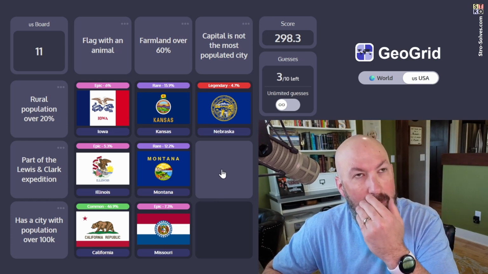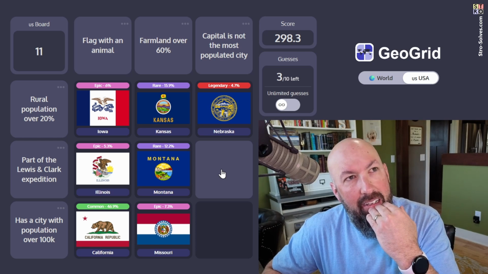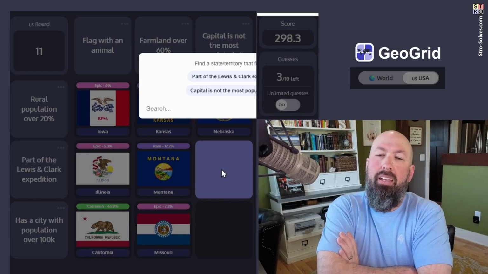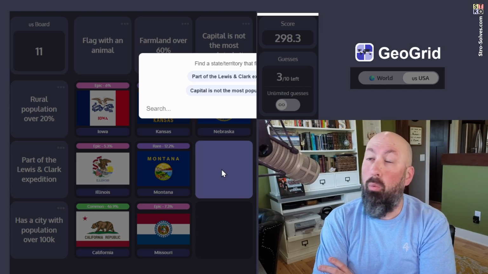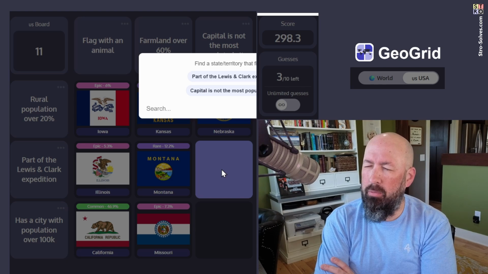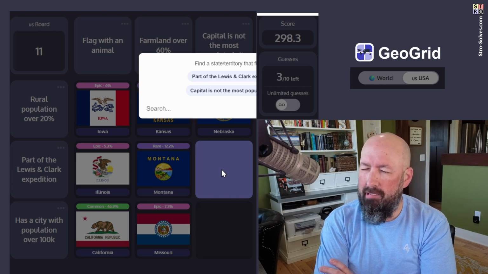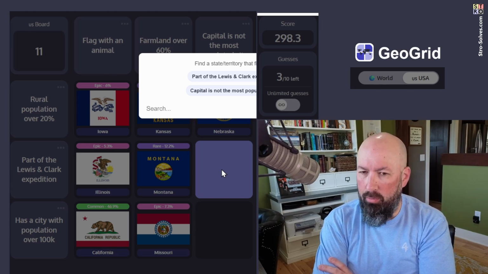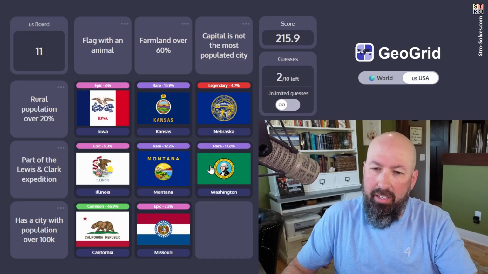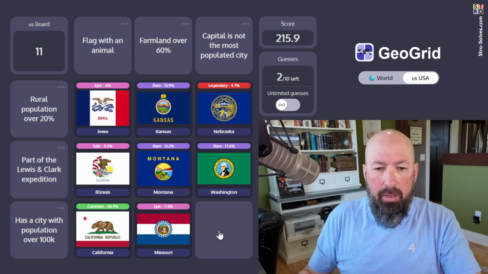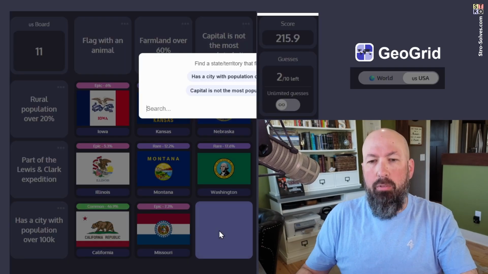Okay. Part of the Lewis and Clark expedition. Capital is not the most, okay. I'm wondering about like Oregon or Washington. Did the Lewis and Clark expedition go to both of those? Because I think either one of them would work. I'm going to do Washington. Yes. Okay. Just a rare. All right. Population of 100,000. Capital is not the most populated city.